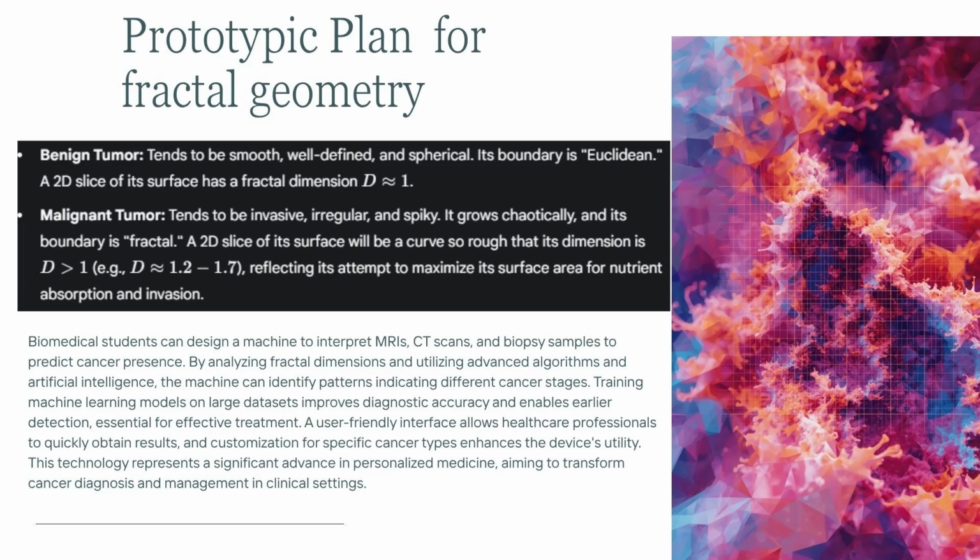So here's a plan. We propose designing a machine, an artificial intelligence, that can interpret medical images like MRIs, CT scans, and biopsy samples. This machine's core function will be to analyze the fractal dimensions of the structures it sees. By training machine learning models on large datasets, the AI will learn to identify these complex, chaotic patterns and correlate them with different cancer stages.